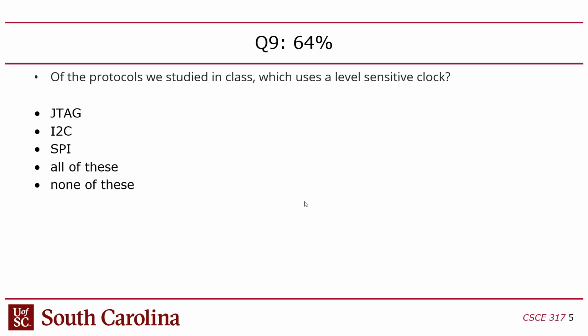Which of the protocols uses a level-sensitive clock? I was surprised at this question. 64% got this correct. I'm not sure, maybe this was confusingly worded. So level-sensitive means that it uses a latch-based system, right? So the only one that we talked about that does that is I2C, right? JTAG and SPI are edge-sensitive protocols. Make sense? And UART is asynchronous, so I didn't put UART here. So I2C.